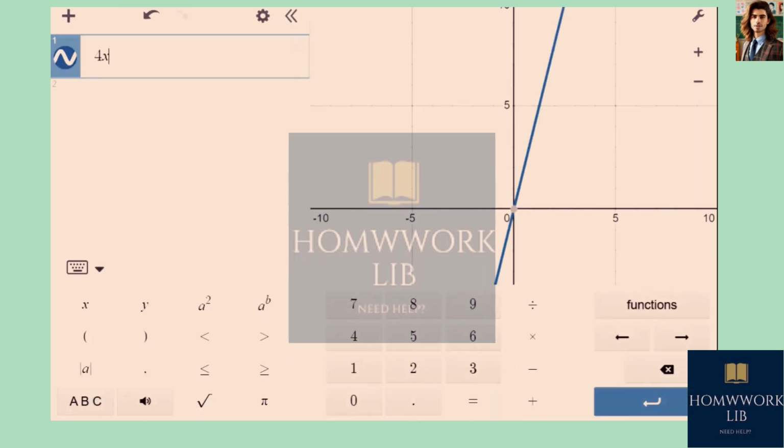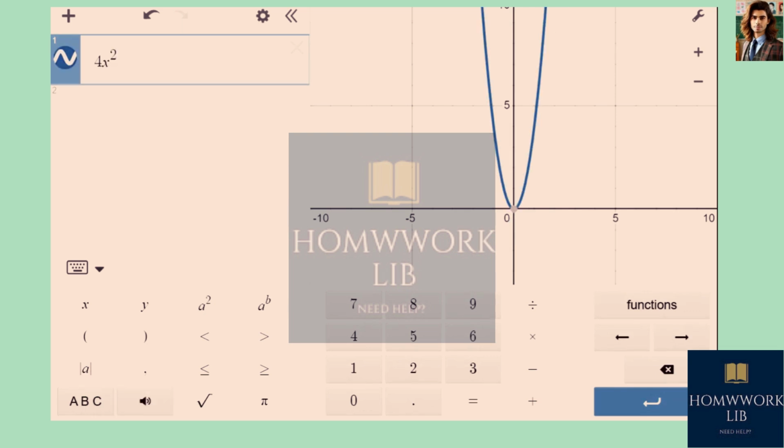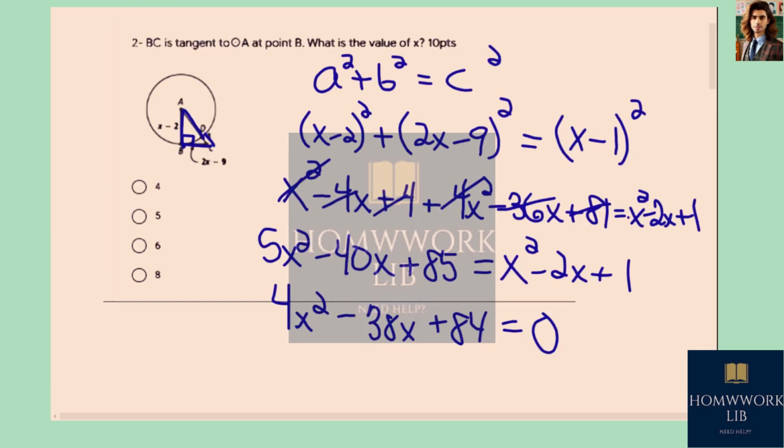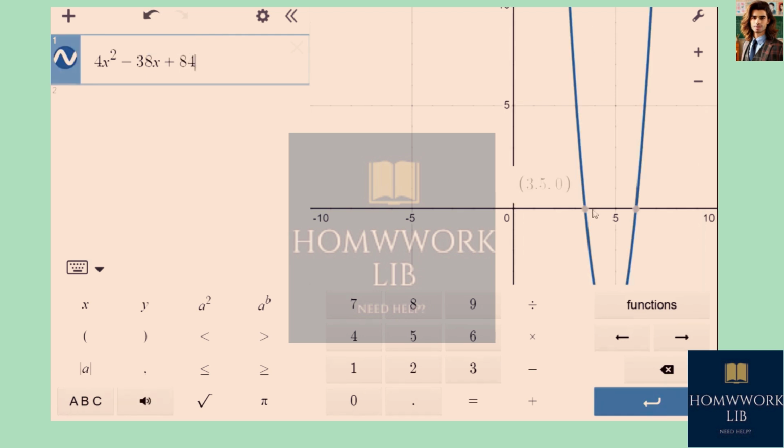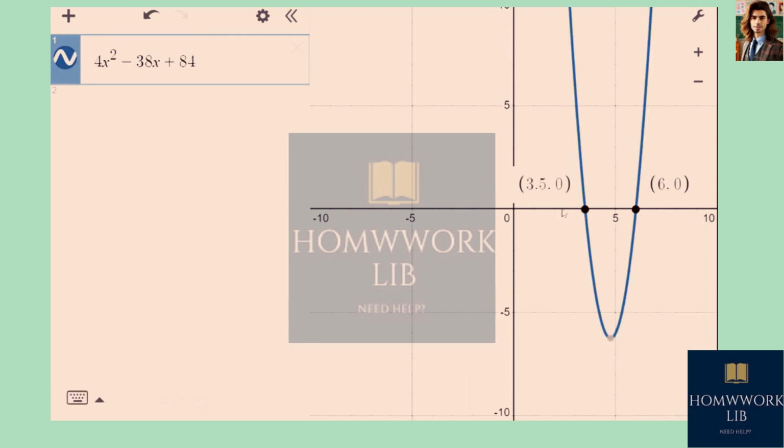4x squared minus 38x plus 84. Where it crosses the x-axis are solutions 3.5 and 6.